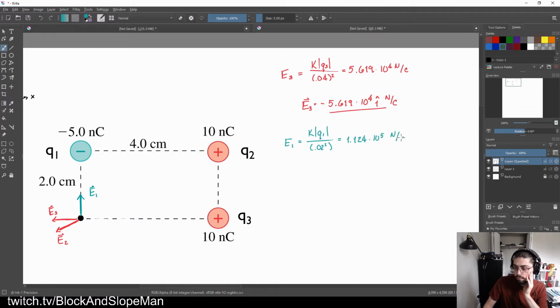newtons per coulomb. Then we look at this and say, okay, that is definitely in the positive y direction, so it's going to stay positive. But I'm going to tack on a j hat to the very end of it. And we have our second one. Fantastic. So far, so good. Now it gets a little bit nastier. Now we've got E2.